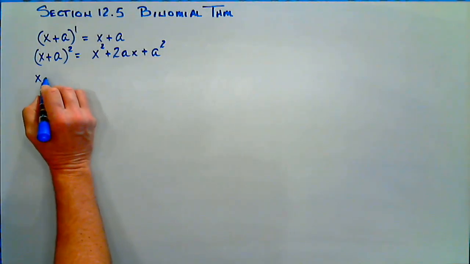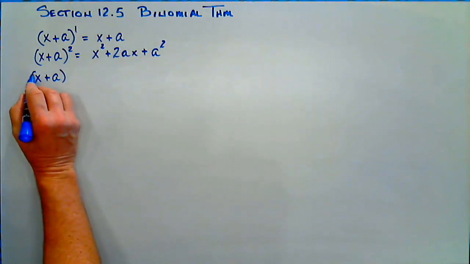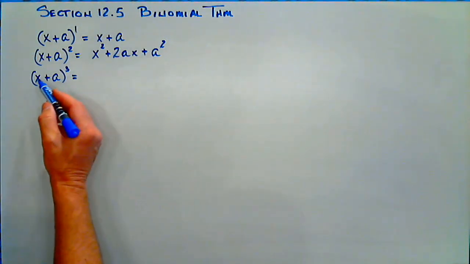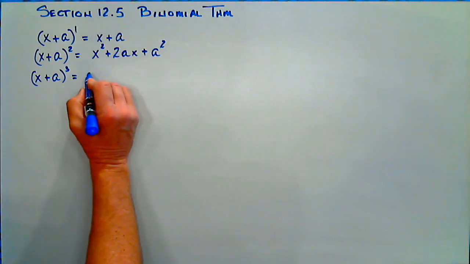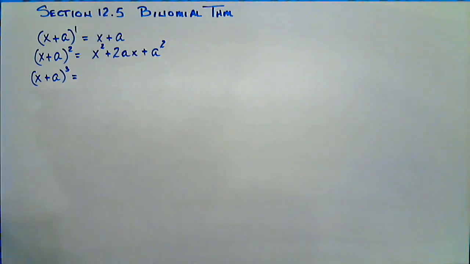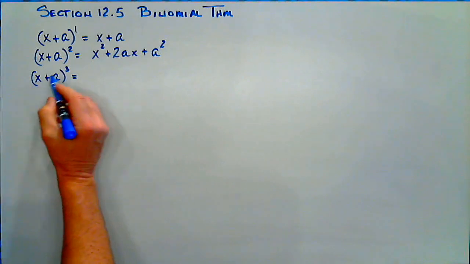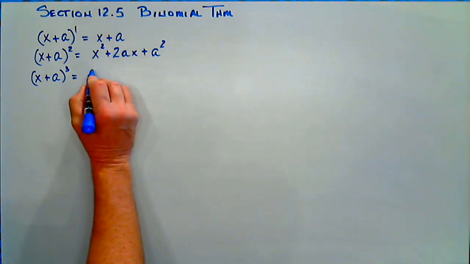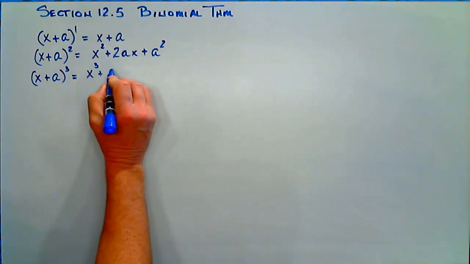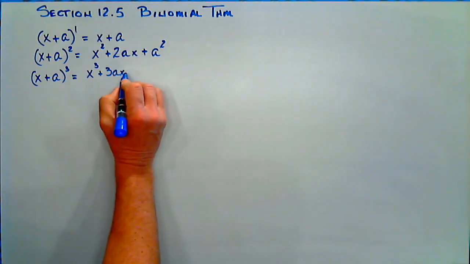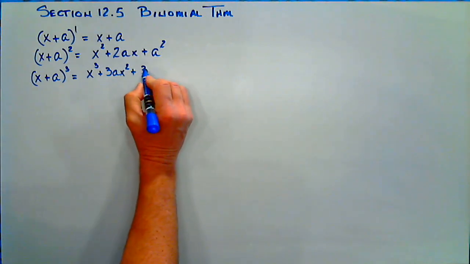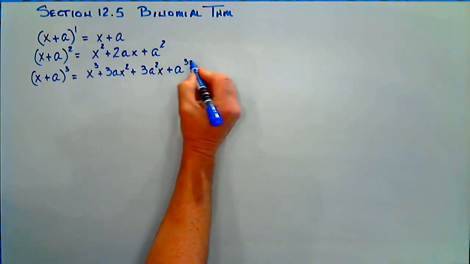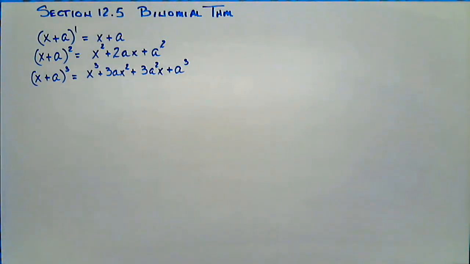And if they want us to find x plus a cubed, we actually have a formula that we learned in Algebra 1 for that, the cube of a sum. Some of us remember it using SOAP. Some of us remember it using Pascal's triangle, which we're going to talk about in just a second. But we know this is x cubed plus 3ax squared plus 3a squared x plus a cubed. Those three we typically remember, right?